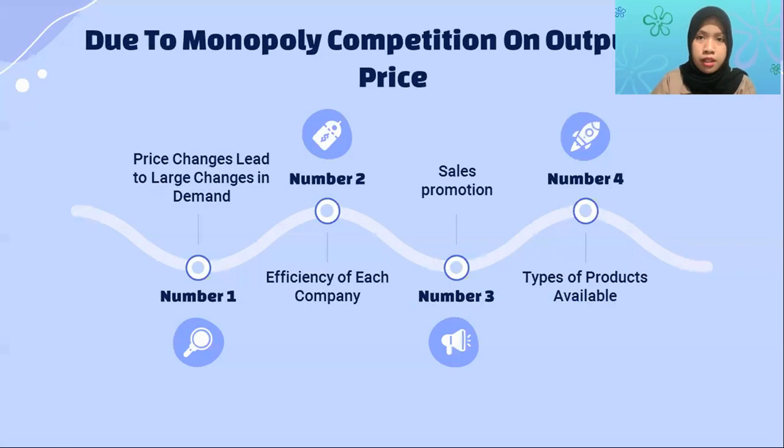Factors affecting monopolistic competition on output and price. Number one, price changes lead to large changes in demand. Number two, efficiency of each company. Number three, sales promotion. And number four, types of products available.